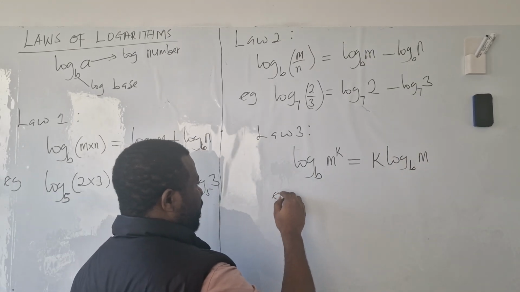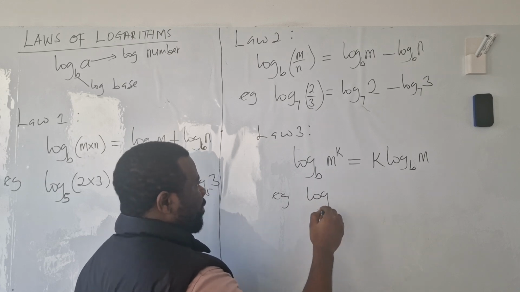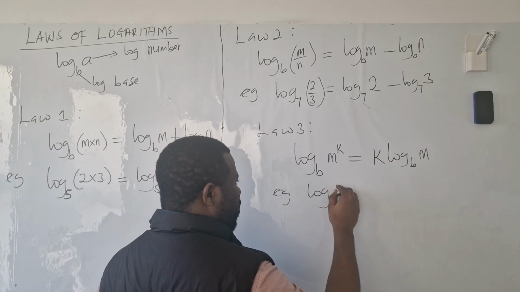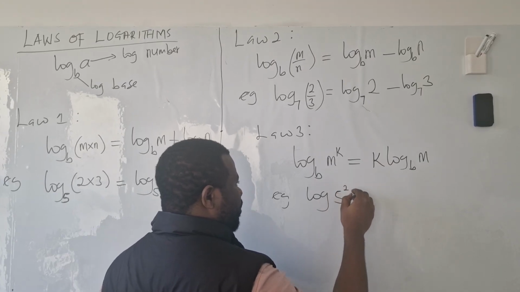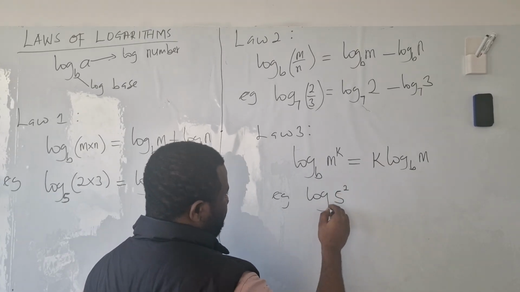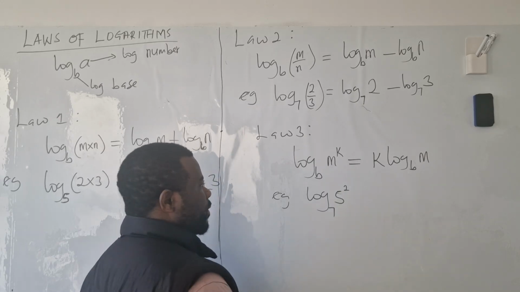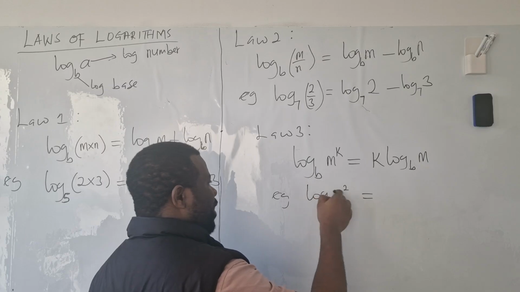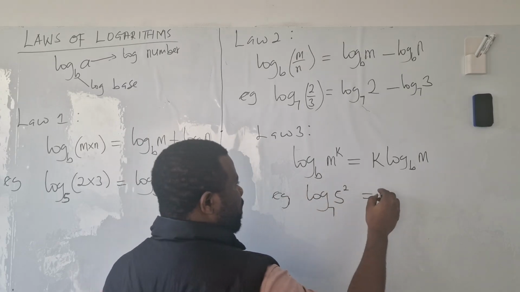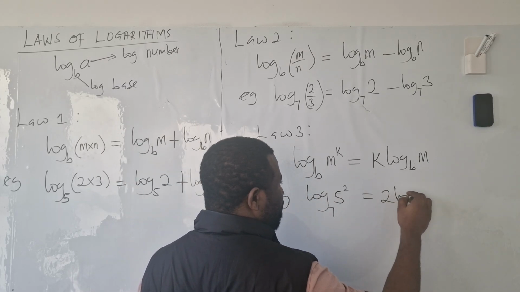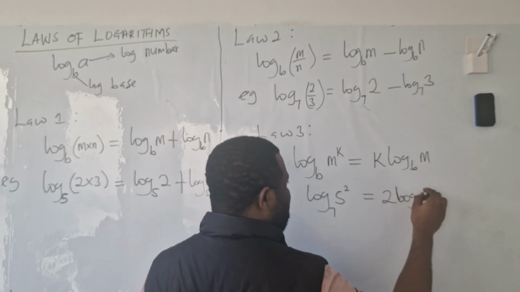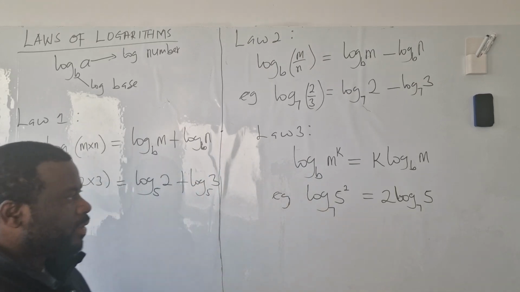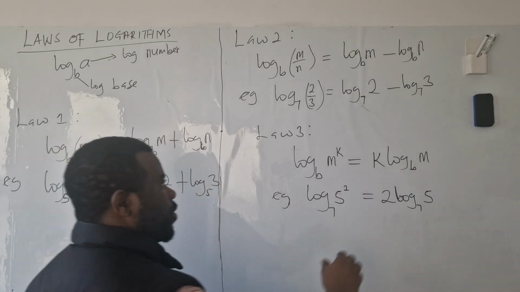For example, if I have log 5 power 2 to the base 7, then the power here can move to become a coefficient of the log. So you're going to have 2 log 5 to the base 7. I hope this law is also easy to understand.